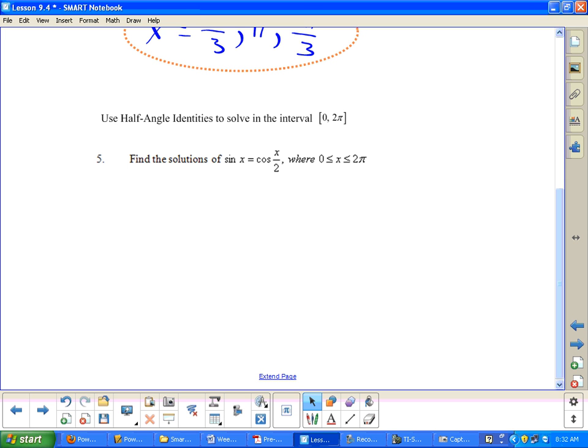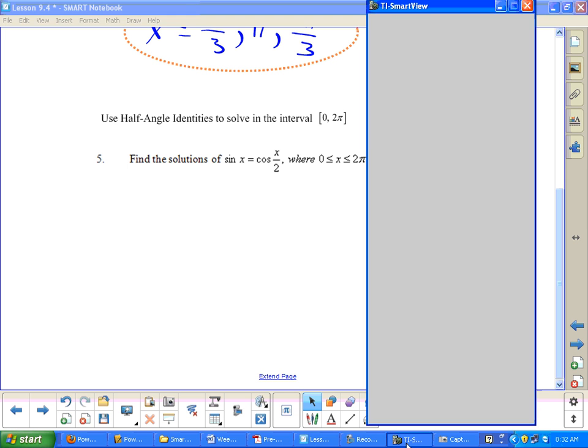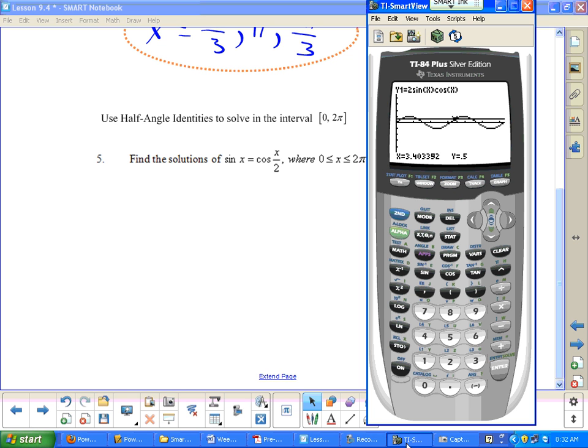All right, let's play around for a second. Let's graph it. See what we get. Sine of x and cosine of x divided by 2. And our window's already between 0 and 2 pi, right? So we can graph it. Let's see what happens. Okay, there's sine. And here's the half angle for cosine. Oh, so we got a bunch of solutions there, don't we?